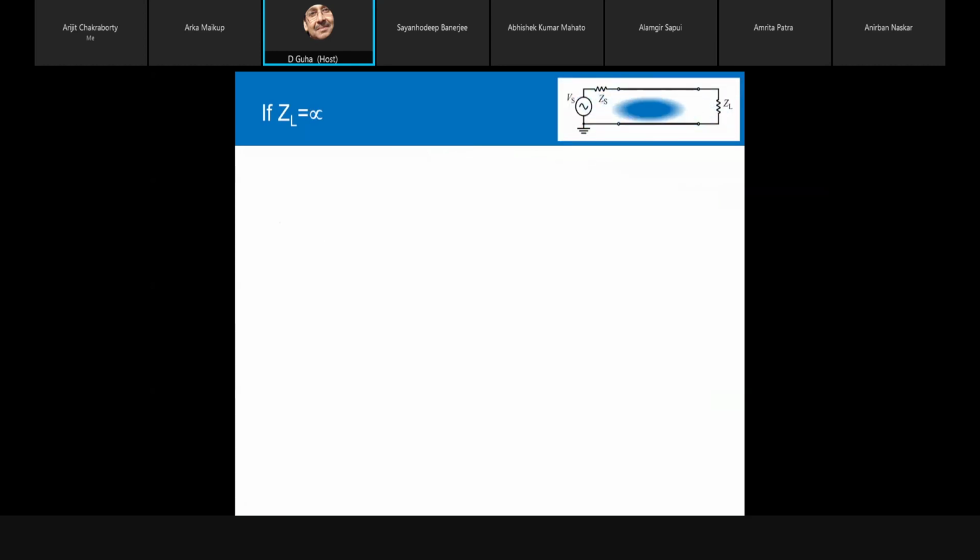I'm coming to the other extreme case, ZL infinity. What does it actually mean? ZL infinity means someone just cut the open end, so the other end is open-ended. There is no continuity. The load is infinity means the transmission line is open-ended.